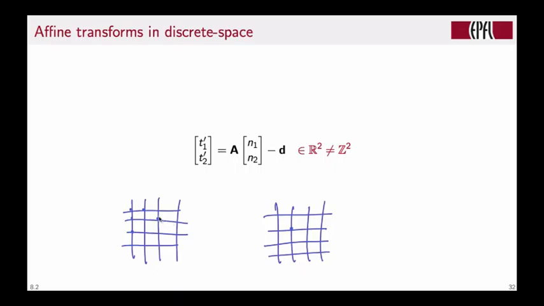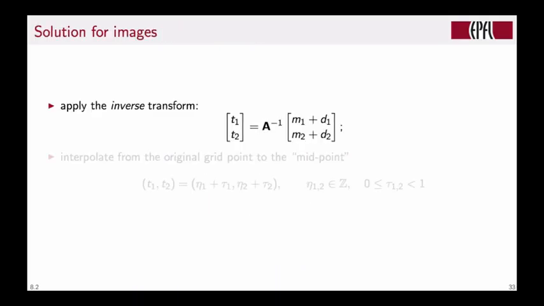But unfortunately, the affine transform will probably map this point here in between. So how do we solve this problem? The first step is to consider the inverse transform. So instead of going from the original image to the destination image, here we draw it again, we start from the destination image, for which we know we want points to lie on the grid, and we compute the originating point from the original image.